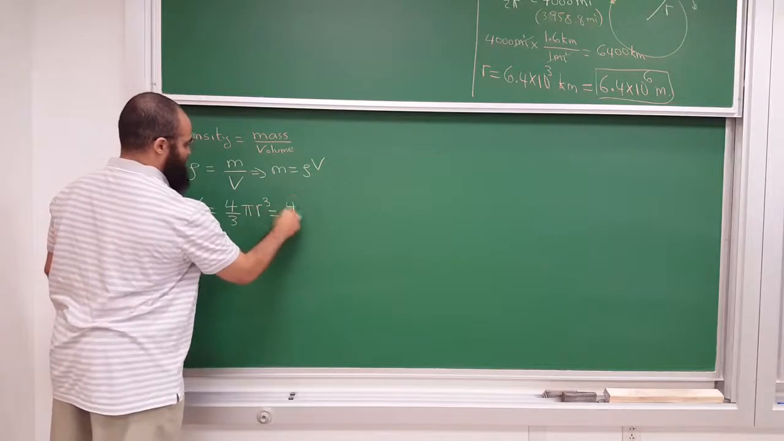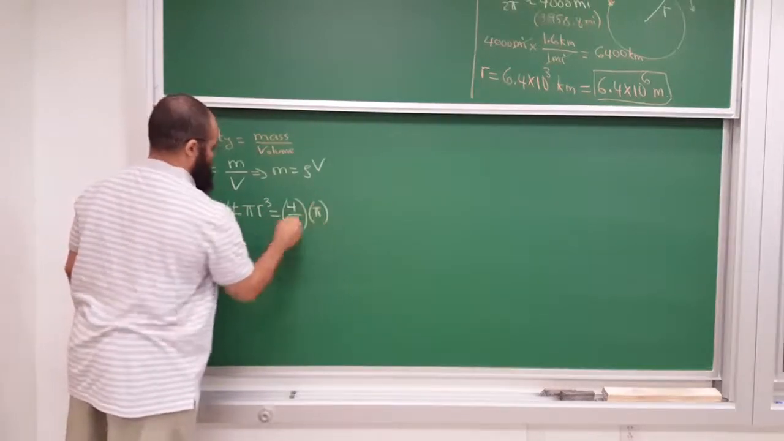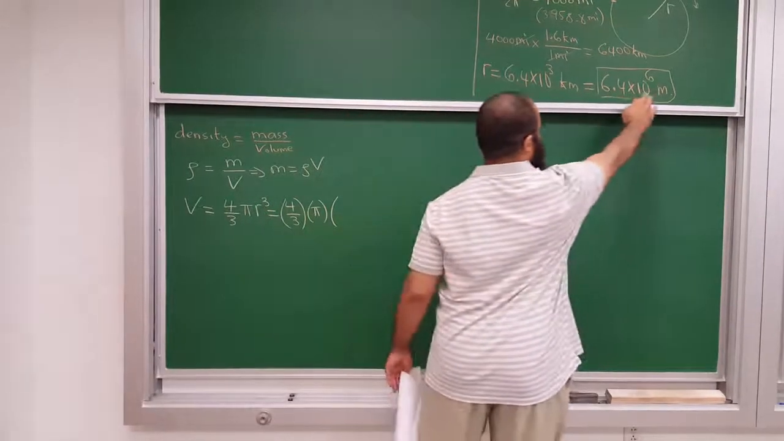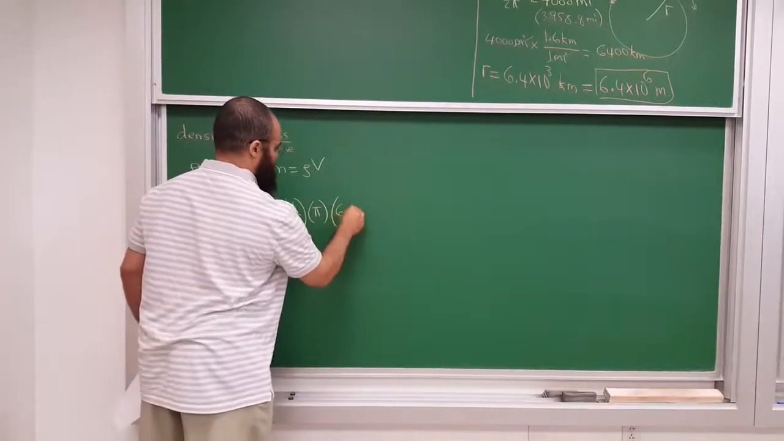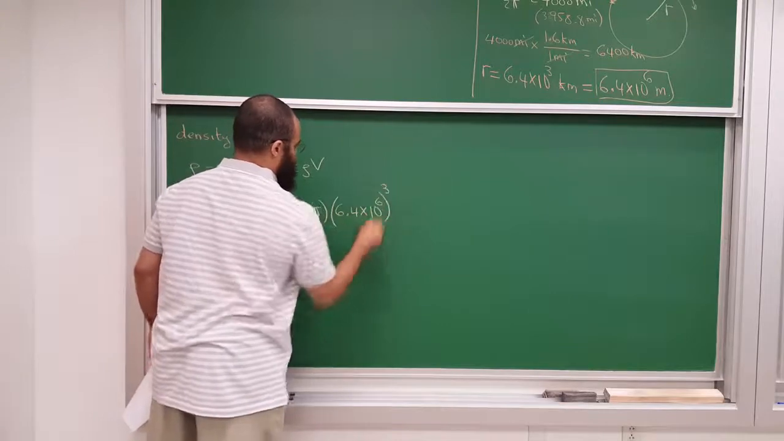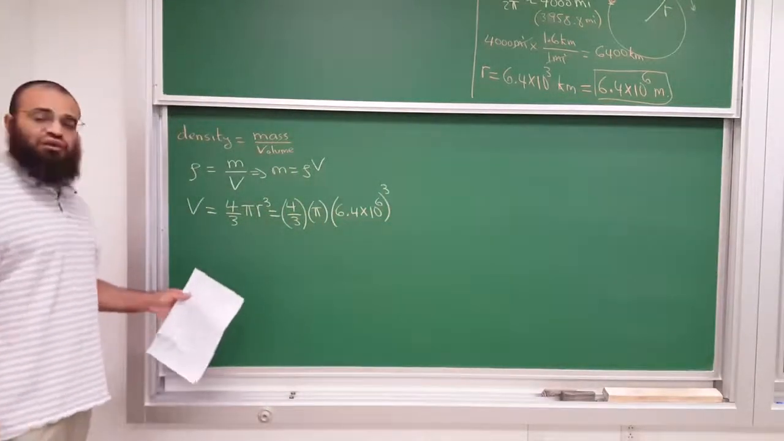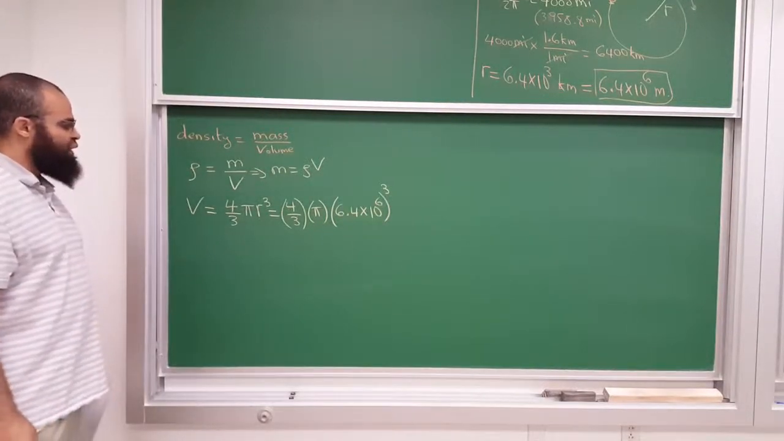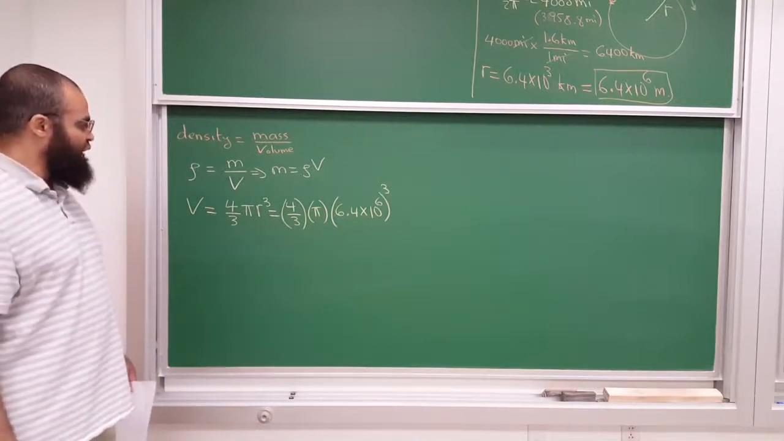So that's 4/3 times pi r cubed. Well, r is 6.4 times 10 to the 6th. So I have 6.4 times 10 to the 6th, and I have to cube it. Notice I don't put the units till the very end, and often I don't even put the units because it's clear from the context, I believe. So at this point, you can go ahead and use your calculator and find it.